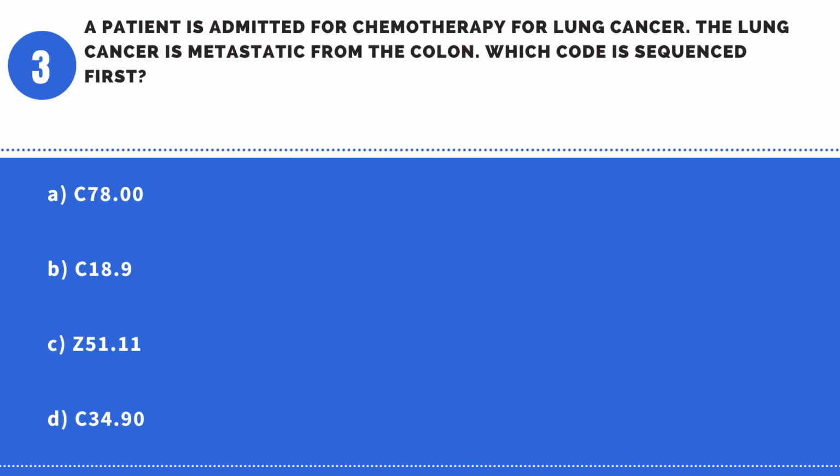Question 3. A patient is admitted for chemotherapy for lung cancer. The lung cancer is metastatic from the colon. Which code is sequenced first? A. C78.00. B. C18.9. C. Z51.11. D. C34.90.